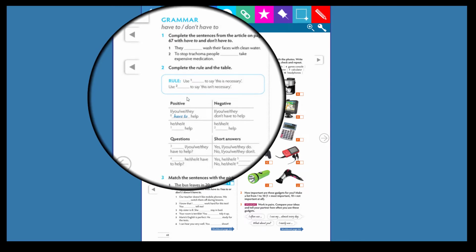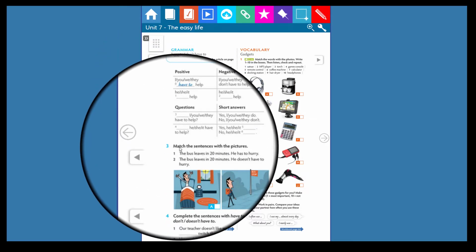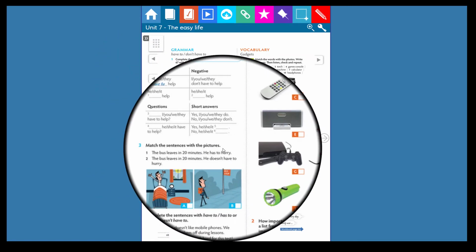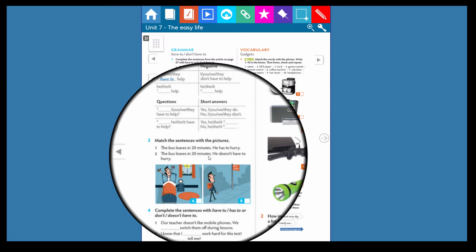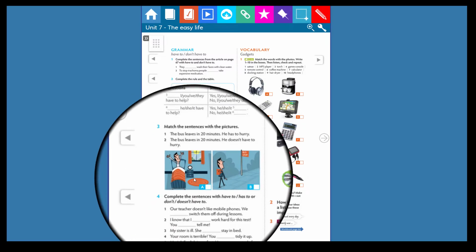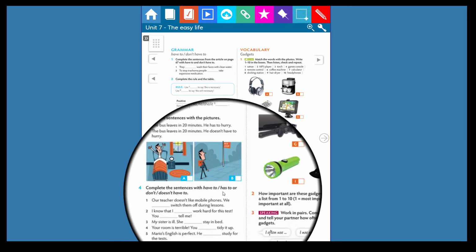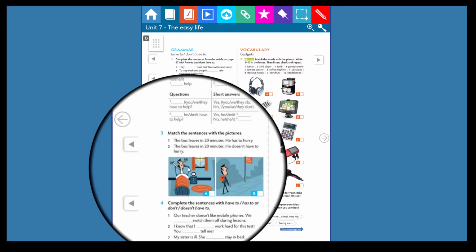So let's do activity number 3 over here. Match the sentences with the pictures. We have two sentences and two pictures. Very easy. Read the sentences and match them with the pictures. Okay, stop the video and do it, please. Did you do it? Excellent.